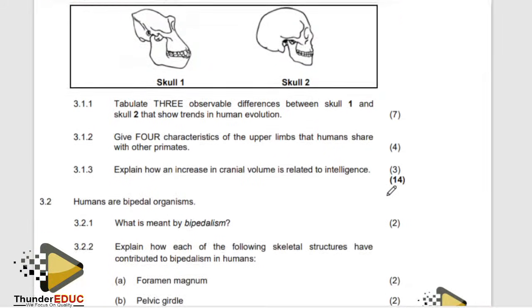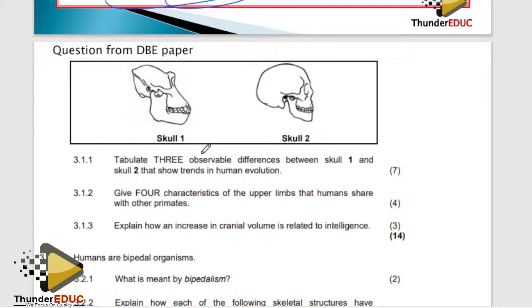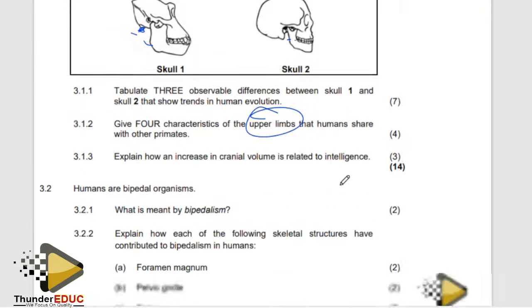Yes. Here are some questions. Tabulate the observed differences between skull 1 and 2. Guys, I think you know. You talk about the canine. Guys, if they bring it like this, don't talk about the position of foramen magnum. Do you see any foramen magnum here? No. You only talk about foramen magnum if you can see it. For characteristics of the upper limb, you see what I talked about? They're talking about the upper limb.